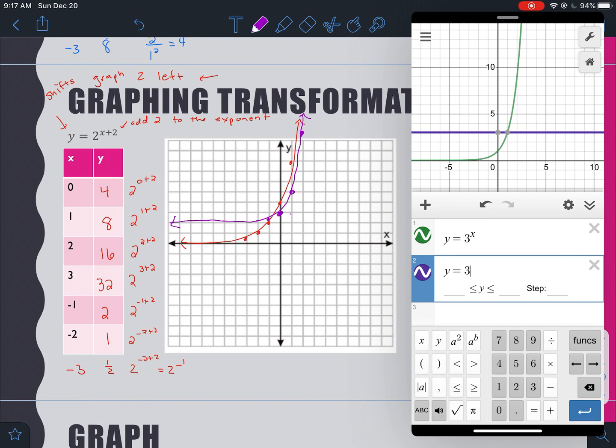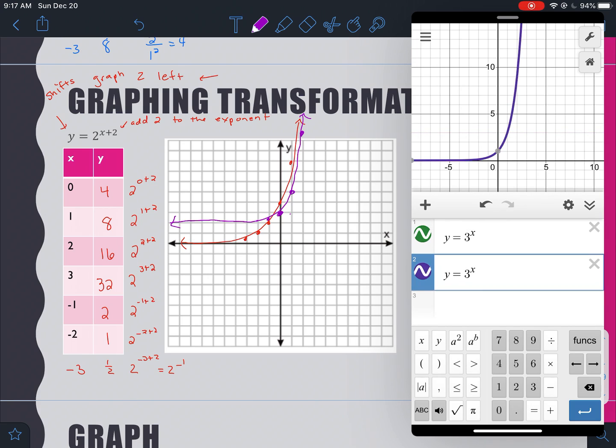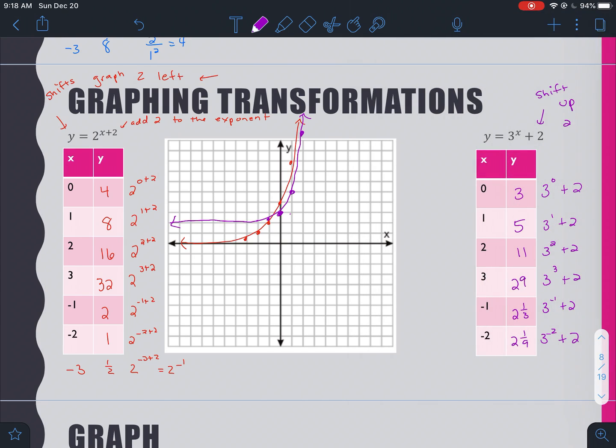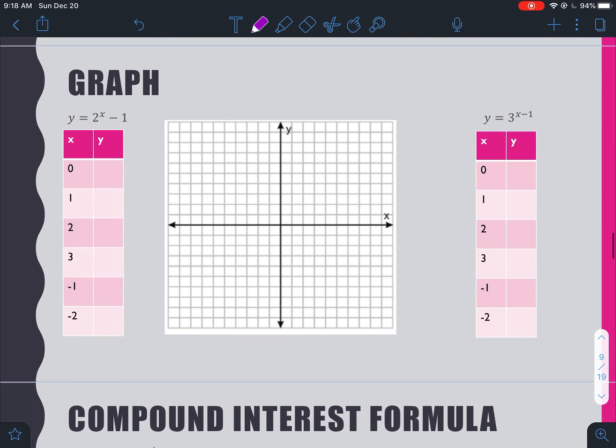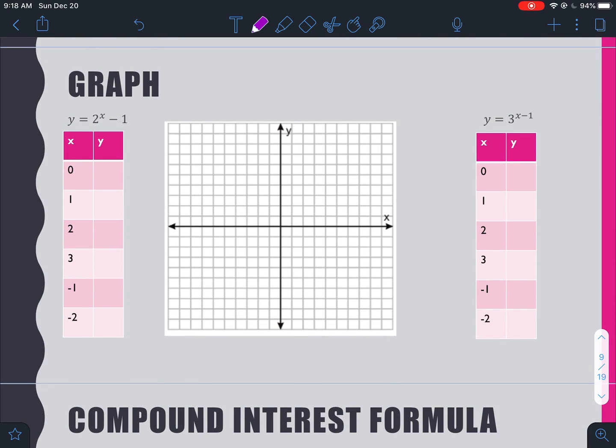So y equals 3 to the x, and y equals 3 to the x plus 2. Notice the green graph is the original 3 to the x, and y equals 3 to the x plus 2 shifts that entire graph up 2.